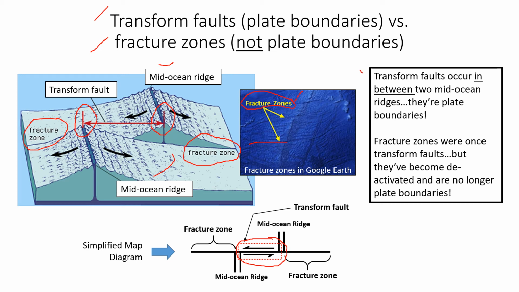So the bottom line, and again, this is review, is that transform faults always occur in between two mid-ocean ridge segments. And also transform faults are just another name for transform plate boundaries. The fracture zones occur on the sides, the flanks of transform faults. And they were once transform faults that have subsequently become deactivated. And the main distinction between fracture zones and transform faults is that fracture zones are not plate boundaries. So make sure you're really clear on the geometry here and the distinction between transform faults and fracture zones.